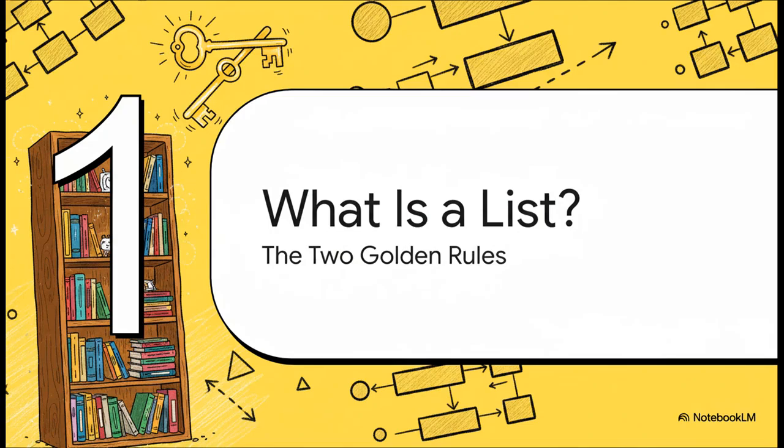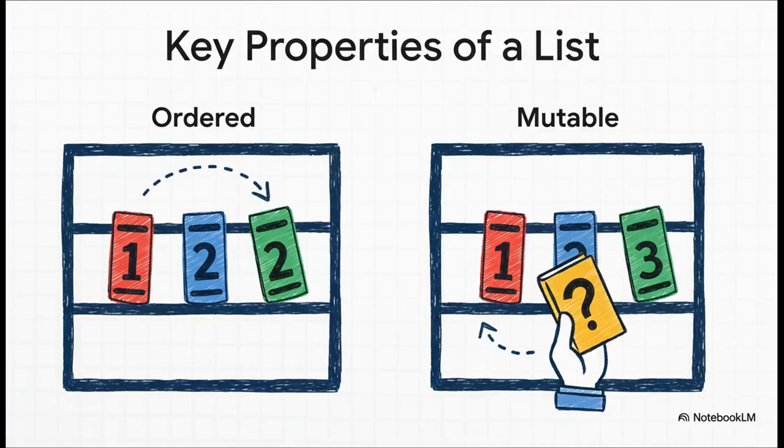Okay, so what makes this magic bookshelf, well, magic? It really just boils down to two golden rules. Two key things that make lists so useful. First, they're ordered. This just means the sequence you put things in actually matters. The first book you put on the shelf is always the first book. The second is always the second. Simple. And second, they are mutable. Now that's just a fancy programmer word for changeable. It means you can add new books, take old ones away, or swap them around whenever you feel like it. That flexibility is a total game changer.